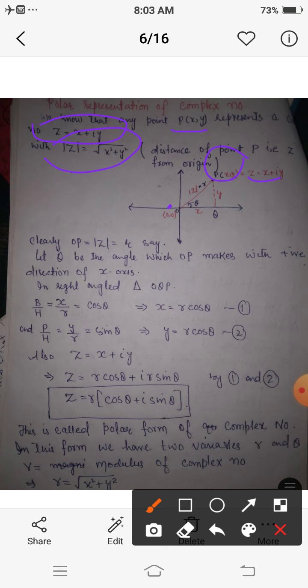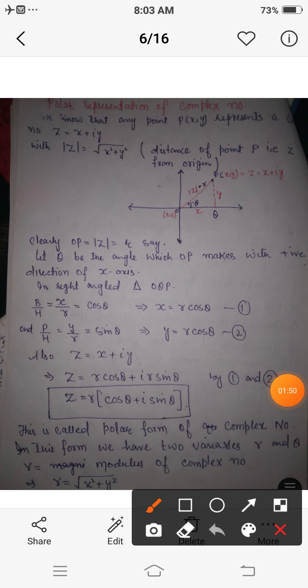Now when we draw a perpendicular PQ from P on the x-axis, we get the right angle triangle. Now the line OP, that is the line joining the point P, which represents the complex number, to the origin, is simply called the position vector.